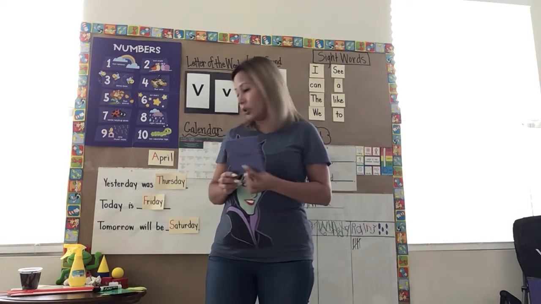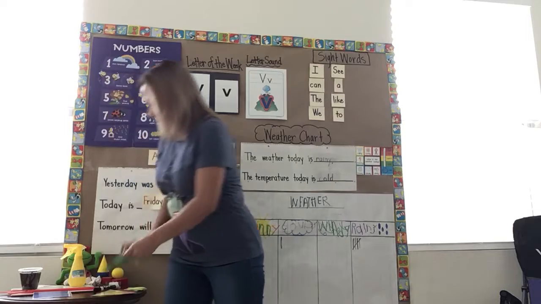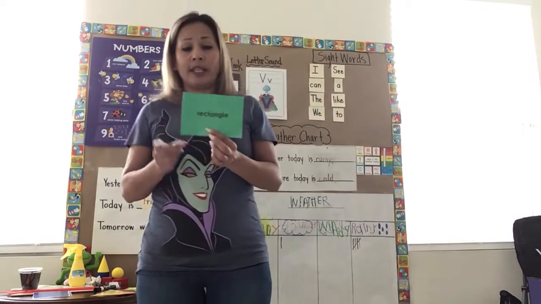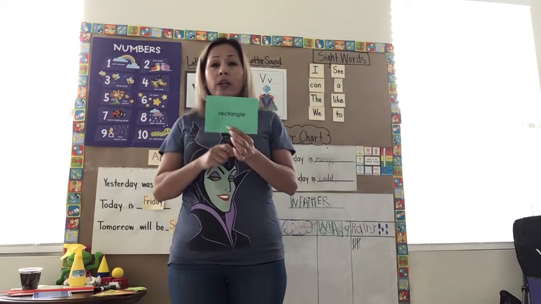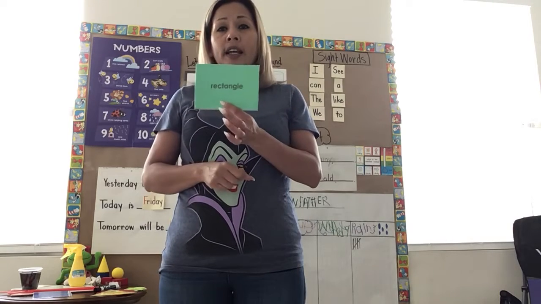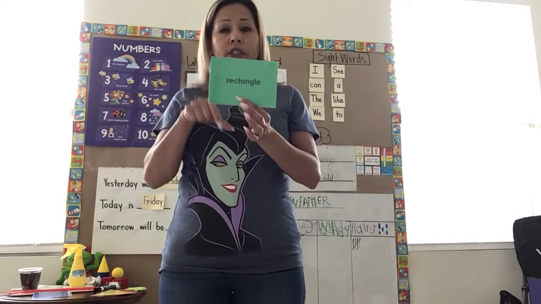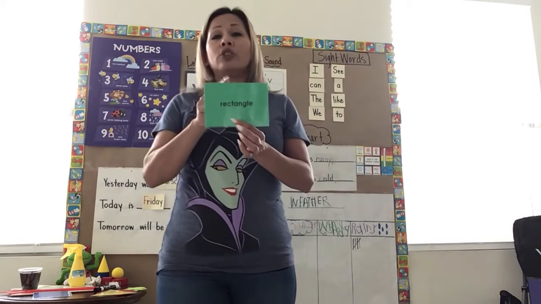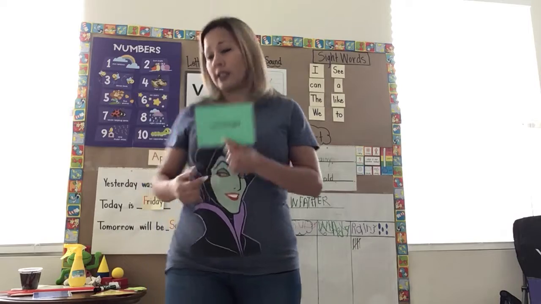Now this is our rectangle. A rectangle also has 4 sides. 1, 2, 3, 4. But these sides are not equal. We have 2 short sides and 2 long sides, and it also has 4 corners. So the rectangle has 4 sides, 4 corners, but it has 2 long sides and 2 short sides.